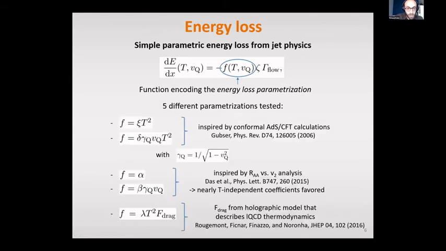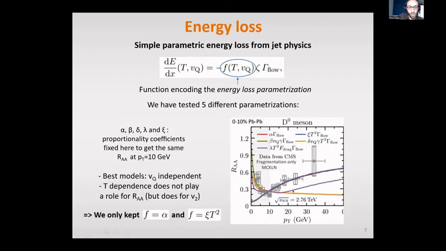Oh, sorry, I just forgot to tell you that, as you can see, each of these models include a proportionality coefficient that we need to fix to compare them. So, what we did here to make these plots is to fix these parameters to get the same array A at transverse momentum equal to 10 GeV. So what you can see is that the red and blue curves, which correspond to the velocity independent models, gave us the best results at intermediate and high PT.